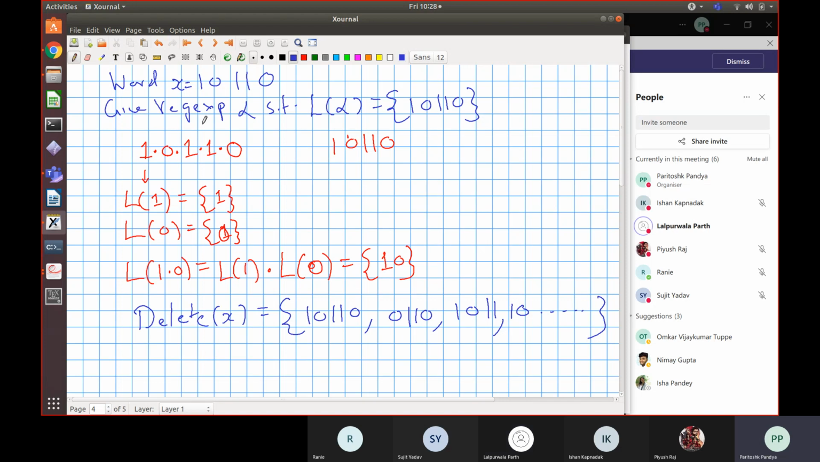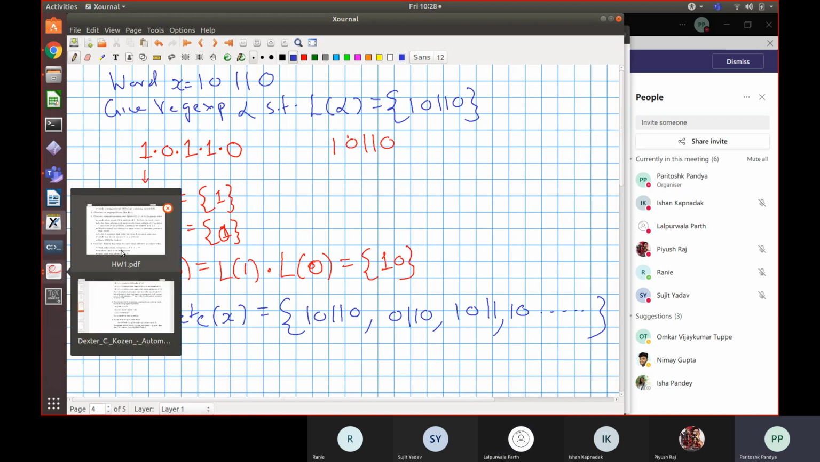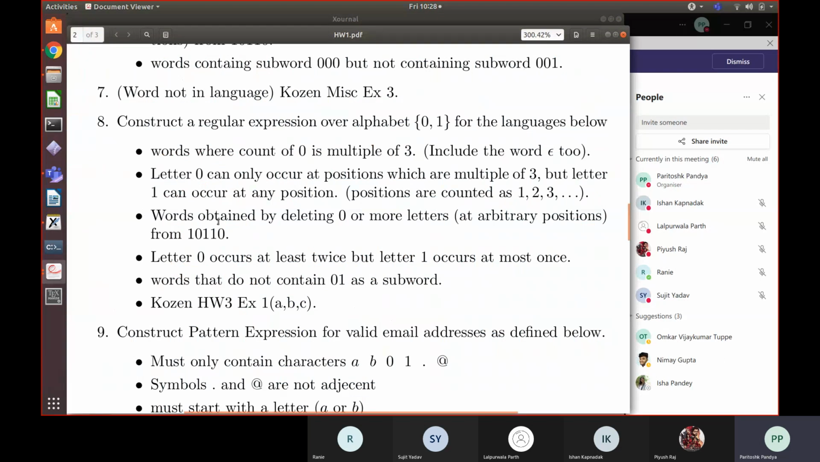Now when I write something like this in English, you should be able to guess what I mean. I'm saying the words obtained by deleting 0 or more letters at arbitrary positions from the string 10110, right? And that is what is called delete of this X.